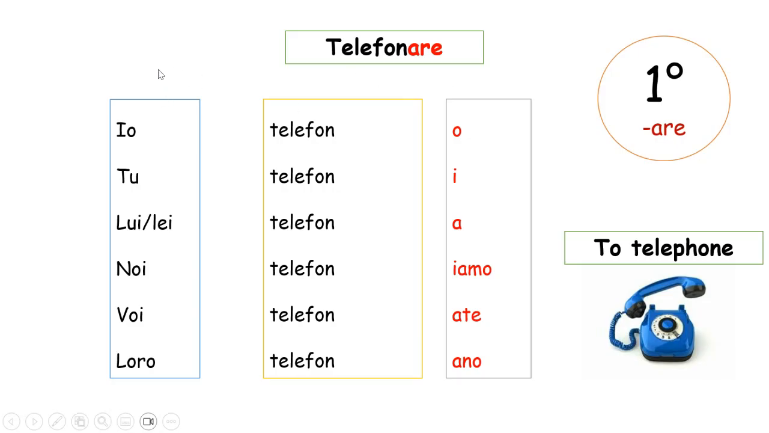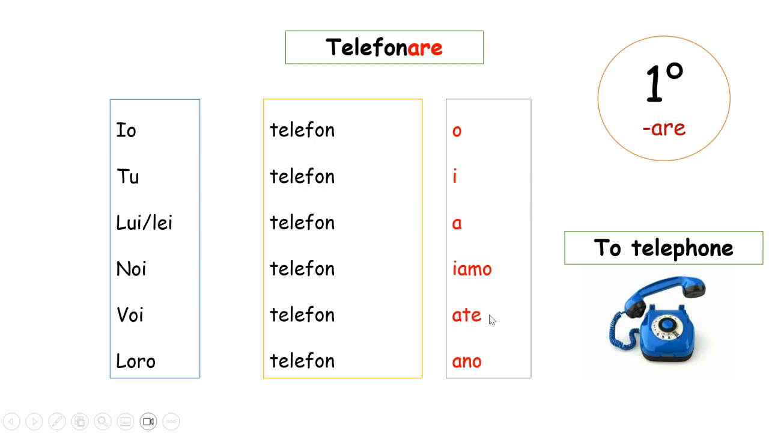In this presentation I've organized the verbs in this way. Here we have the personal subject pronouns: io, I; tu, you; lui, he; lei, she; noi, we; voi, you plural, you guys; loro, they. Here we have the main body of the verb and here the endings.